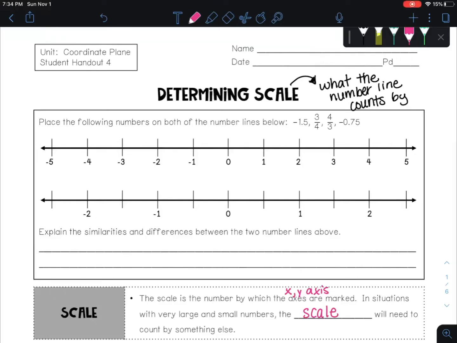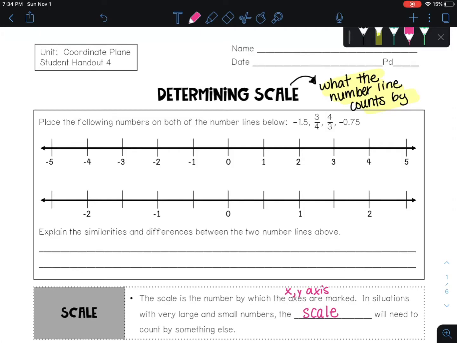For lesson 4, we'll be talking about determining the scale of a number line or an axis. So to start, let's look at what that actually means. To determine the scale, you really just want to say, what is the number line counting by? Here are two number lines to see how much of a difference changing the scale can actually make.